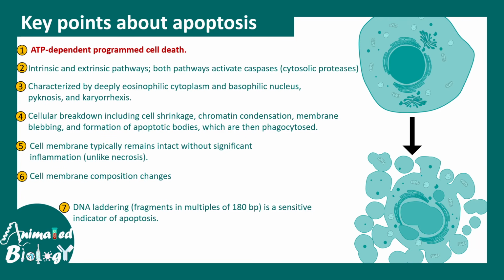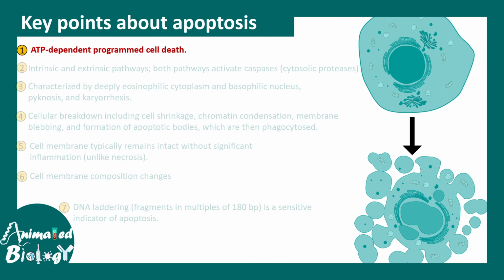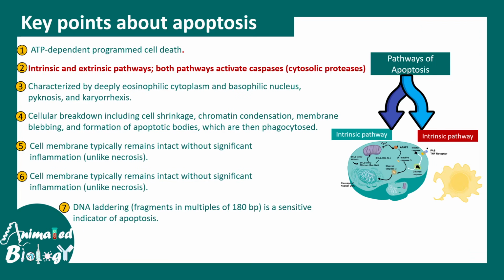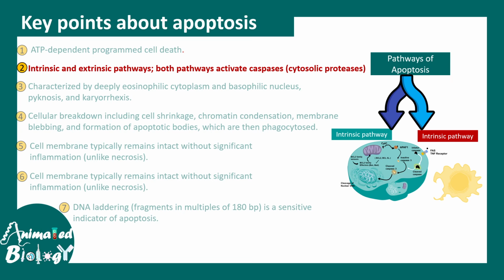So, key points associated with apoptosis. It's an ATP-dependent programmed cell death. It has intricate signaling details that program the process of cell death. Second, intrinsic and extrinsic pathways are two different pathways that might lead to apoptosis, but each of these pathways converge at a caspase cleavage event. We'll talk about these pathways in the later half.